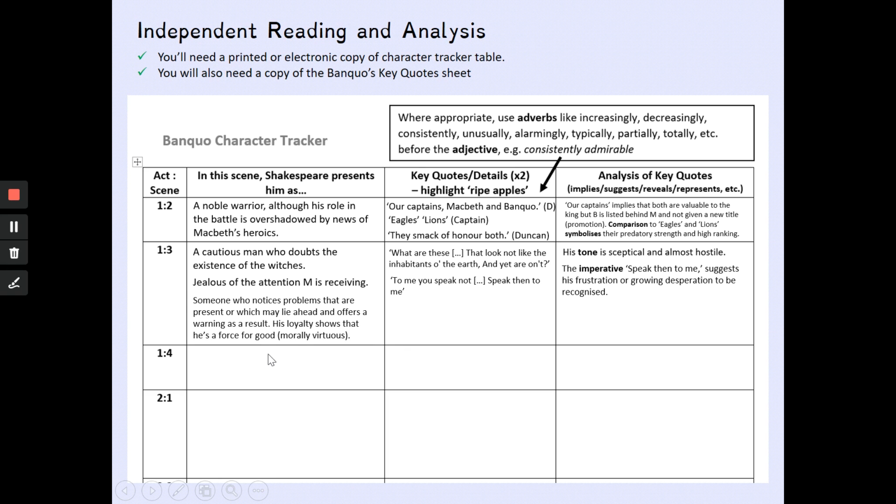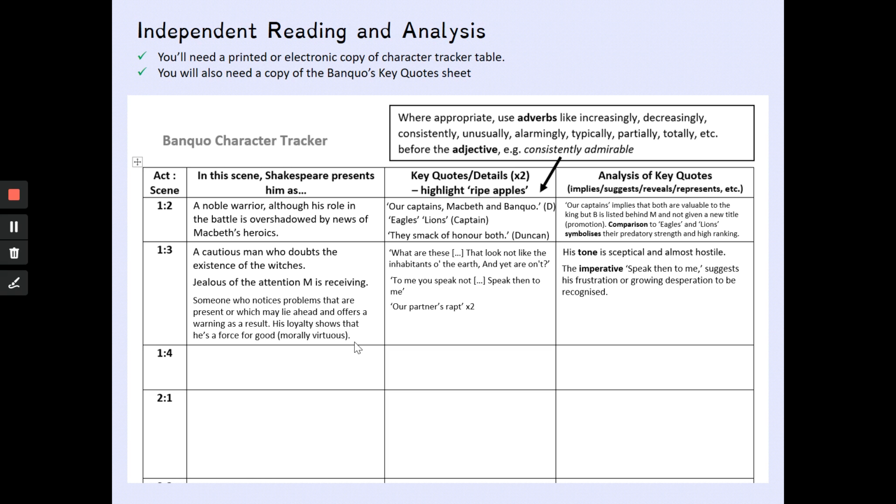And then we've got a final point on Act 1, Scene 3, which is that Banquo is someone who notices problems that are present or which may lie ahead and offers a warning as a result. His loyalty shows that he's a force for good. He is morally virtuous. Okay, let's find the evidence for that.